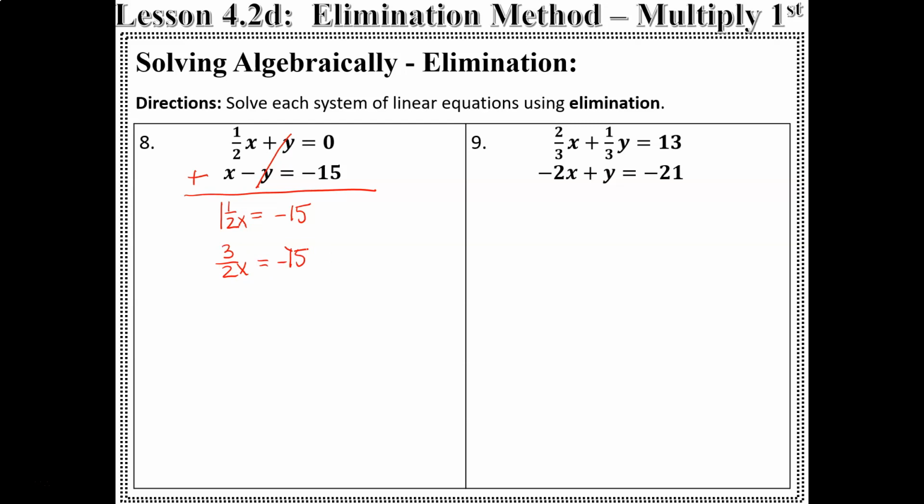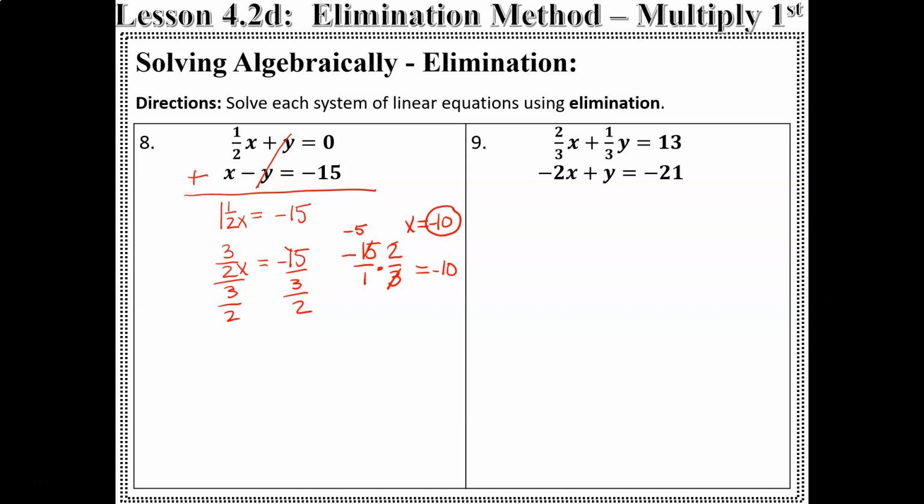So we got to divide by 3/2, right? I don't know if you remember, when you divide a fraction, you flip it over and multiply. So really this is -15/1 times 2/3. I'm going to cancel. So I have -5 times 2, and that's -10. So x is -10.